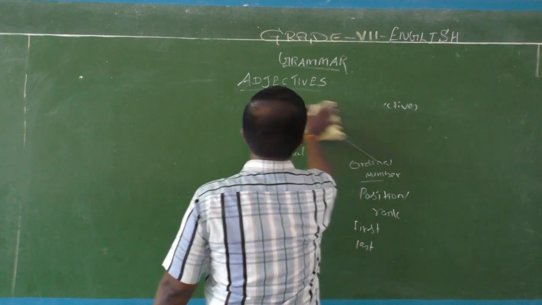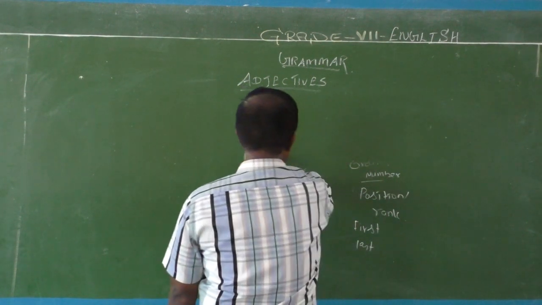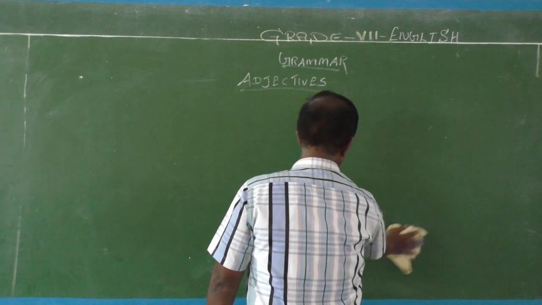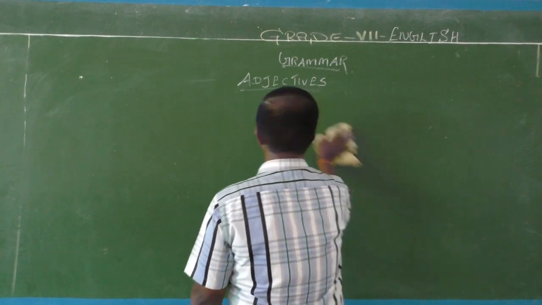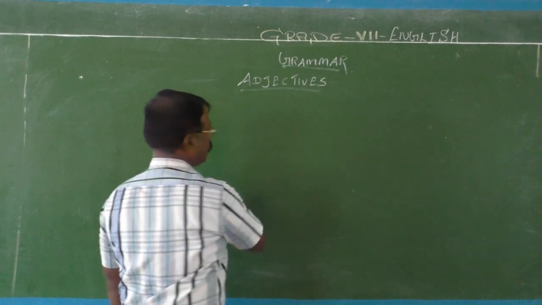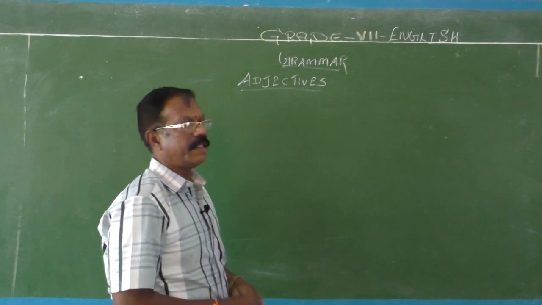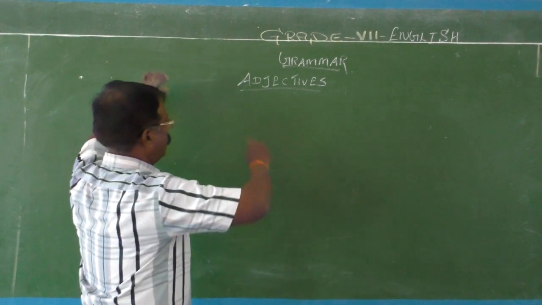Distributive. What do you mean by distributive? You know the term distribution. What does it mean? Distribution stands for giving away things to all participants.